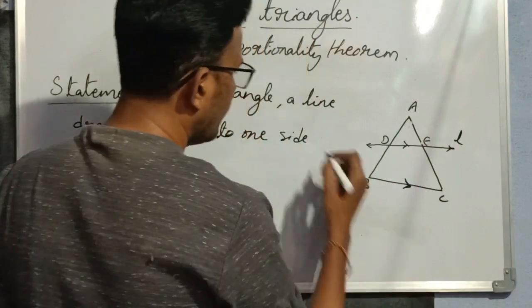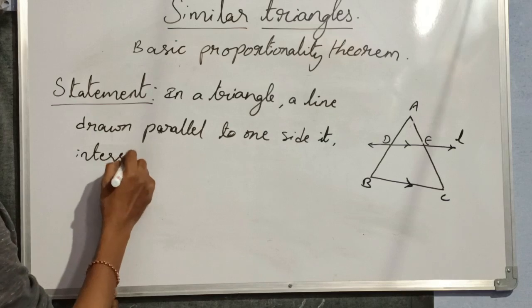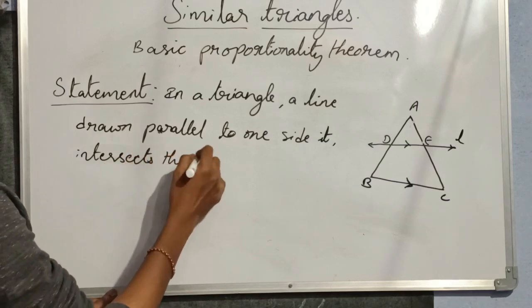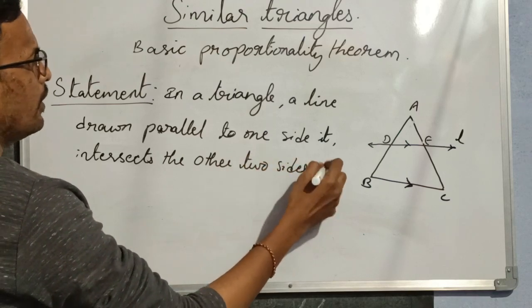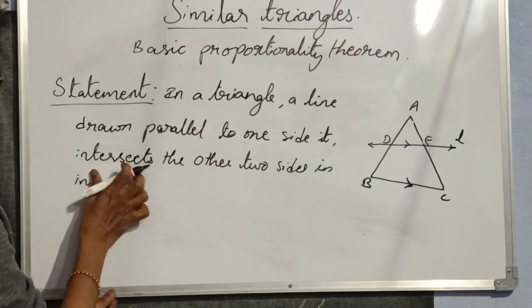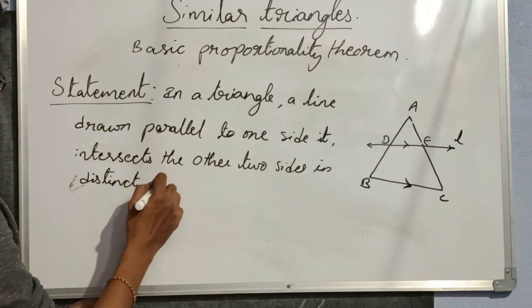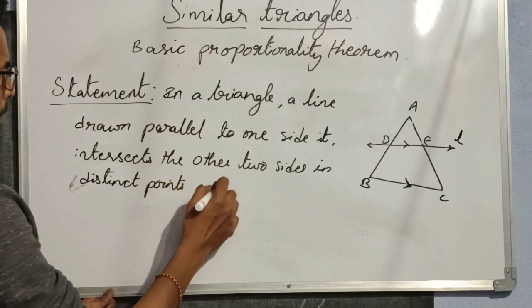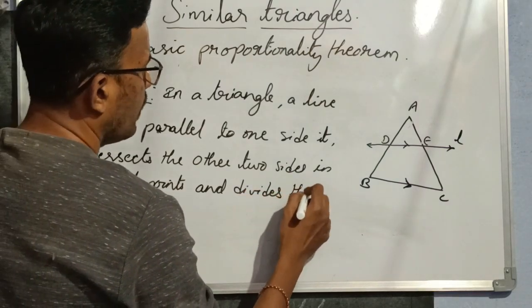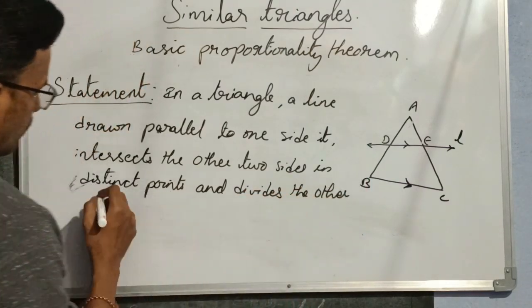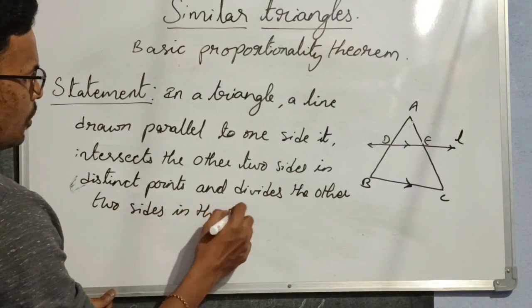Parallel to one side of it intersects the other two sides in distinct points and divides the other two sides in the same ratio.